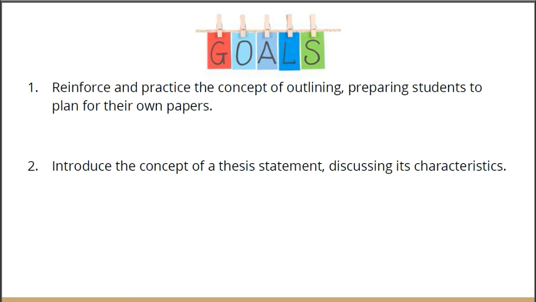Be careful, in English, a thesis can mean two different things. It can be the main idea of your paper, or it could be a paper written by a doctoral student. In this lesson, we will be discussing the thesis as the main idea of your essays or research papers.